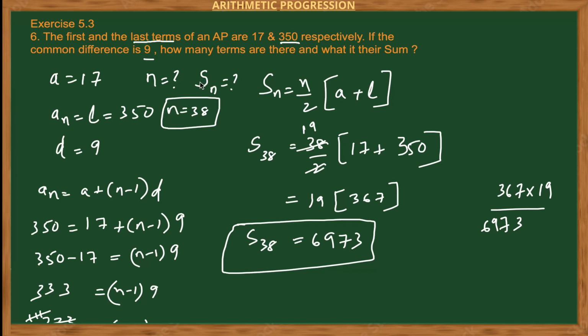Okay, so this is what is being asked in the second part of the question: the sum and the nth term. Hope this is clear. So with the given information we found the nth term, and then using that we found the sum. Hope this is clear, students. Let's move to the next question.